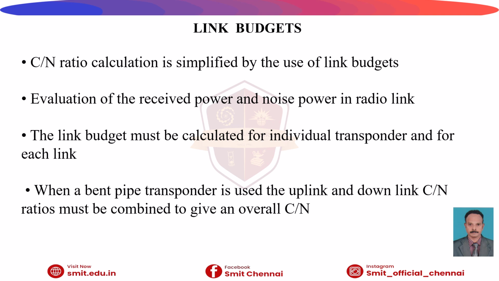Evaluation of the received power and noise power is very important in any radio link. The link budget must be calculated for each individual transponder and for each link. When a bent pipe transponder is used for uplink and downlink, the C/N ratios must be combined to give an overall C/N ratio. The C/N ratio is nothing but the carrier to noise ratio. It should be as high as possible to provide a very good quality of signal.